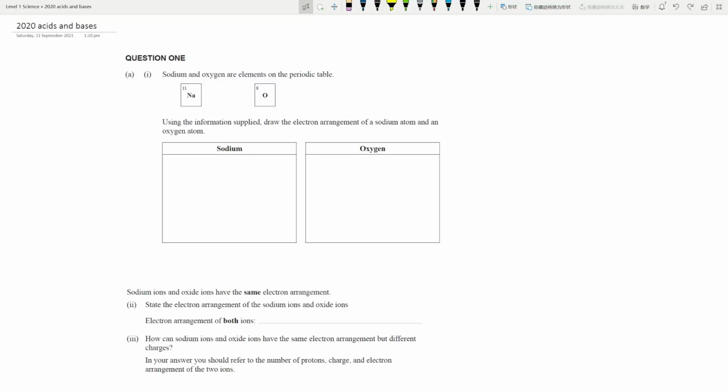We are going to go through the NCEA Level 1 2020 Acids and Bases examination paper.